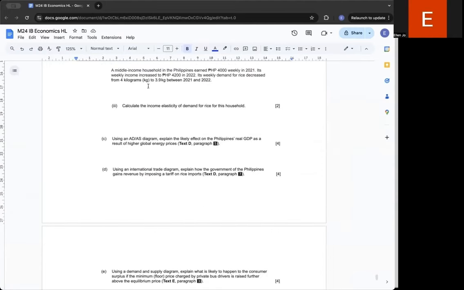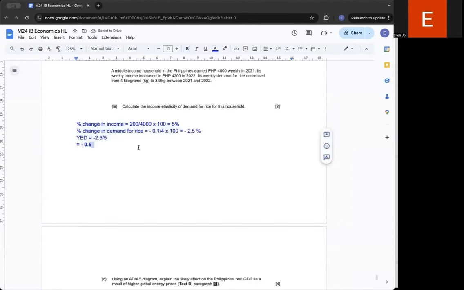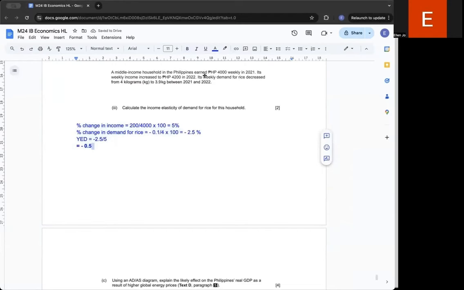A middle-income household in the Philippines earned 4,000 Philippine pesos in 2021. Its weekly income increased to 4,200 in 2022. Its weekly demand for rice decreased from 4 to 3.9 between the 2 years. Calculate the income elasticity of demand for rice for this household. For the YED calculation, we've got all the data, the incomes and the quantities, so we change them into percentage changes. So the answer is this one.